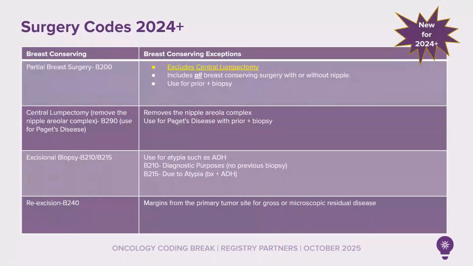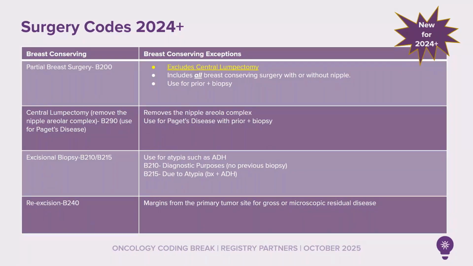New surgery codes were introduced for cases diagnosed 1/1/2024 forward. These are located in the STORE Appendix A and in SEER 2025 Appendix C. This first table summarizes the breast conserving surgery, which would include the partial breast surgery, excluding central. So these would be the lumpectomy, segmental mastectomy, partial mastectomy, quadrantectomy, and tylectomy, with or without the nipple, all bundled together under the B200 code to use when there was a previous positive biopsy. Central lumpectomy for prior positive biopsy removes the nipple areolar complex and is coded to B290. We could use this with Paget's disease.